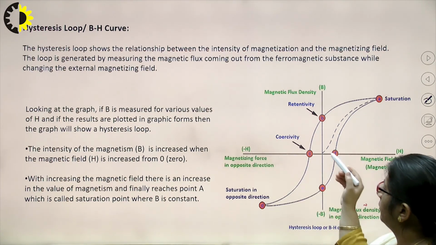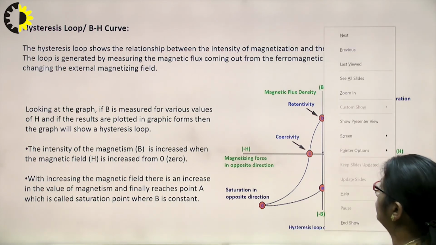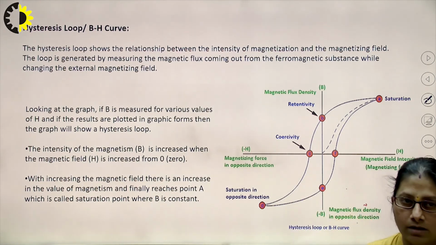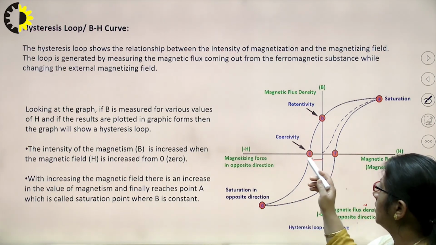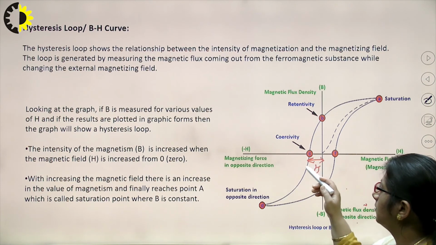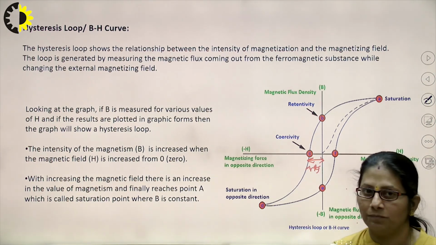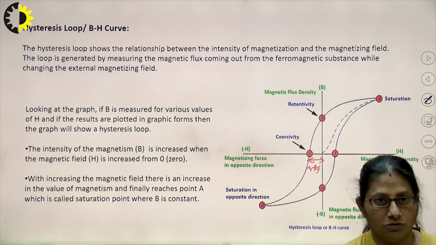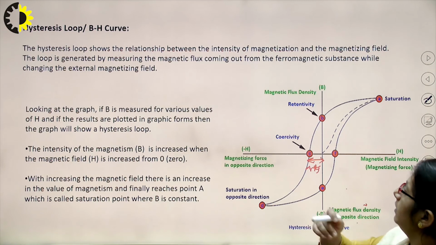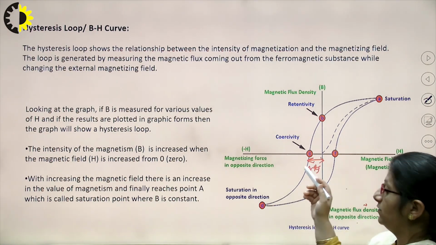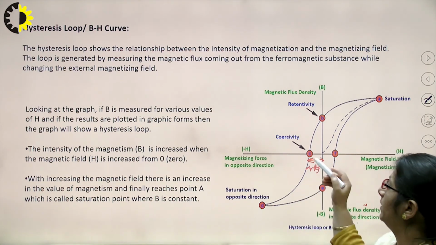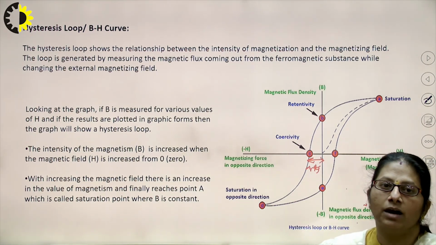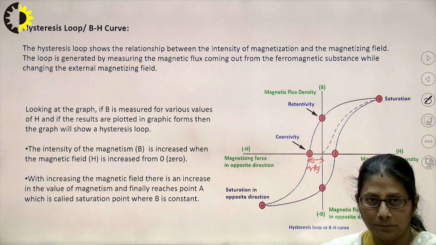Going further from this point, what do I have to do? To make this residual flux 0, to completely demagnetize the material, I need to give this much negative H, or negative force. How can I do that? By the reversal of the supply, or by the reversal of the current direction. So I will have a negative H being applied. With the negative H applied at point C, we can see that the flux density B is becoming 0.